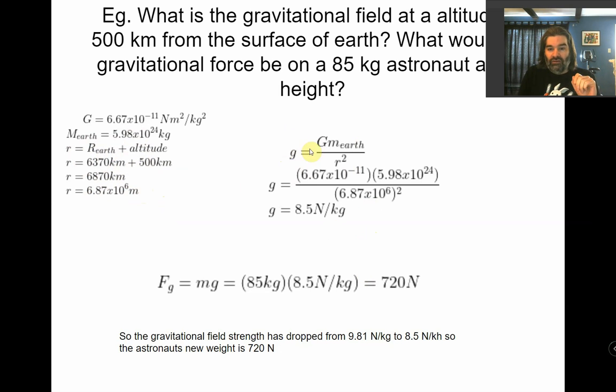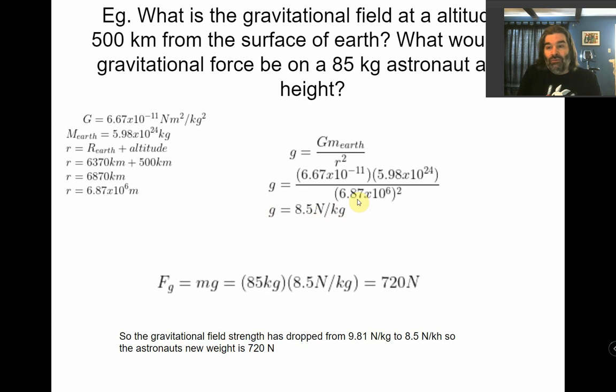So, the acceleration is G times the mass of Earth divided by the radius squared. G is the gravitational constant of the universe, always 6.67 times 10 to the minus 11, times the mass of Earth, which we look up, divided by that radius squared. Don't forget to square it. That's the second biggest mistake people make on this question, forgetting to square that number. And we get a g of 8.5. So when you're 500 kilometers above the Earth, the gravitational field has actually shrunk from 9.81 to 8.5. Most of it's still there.